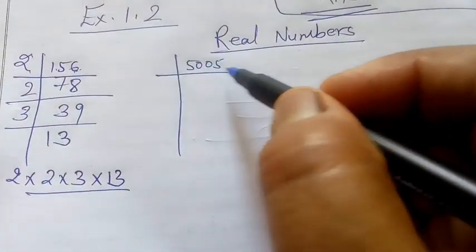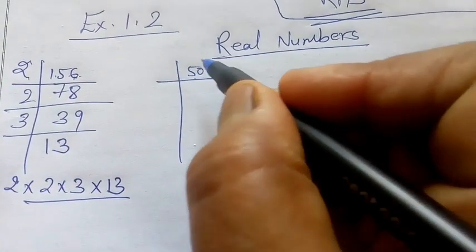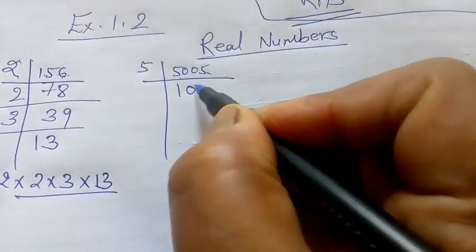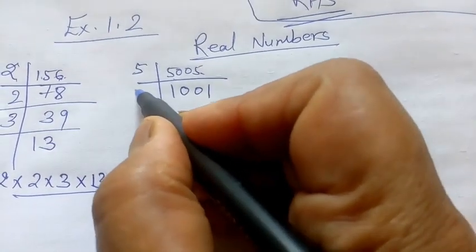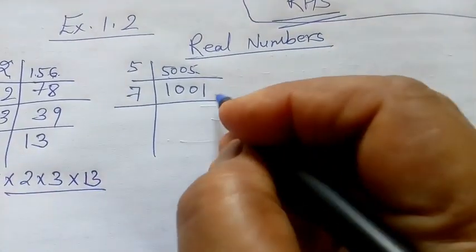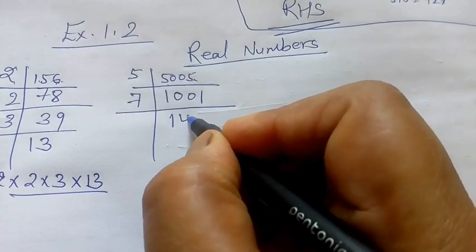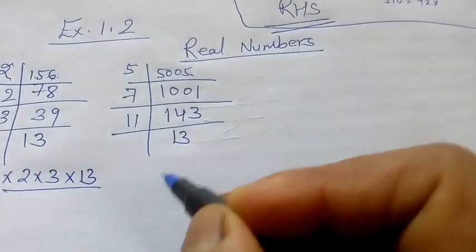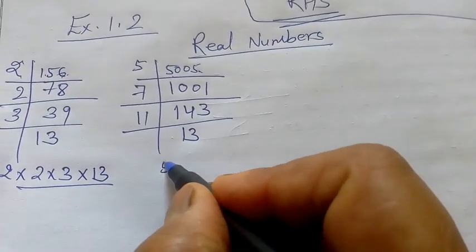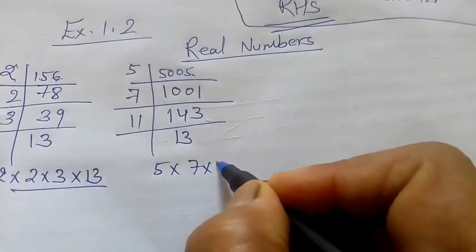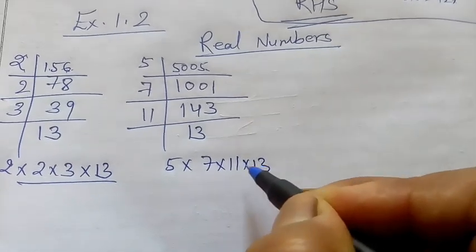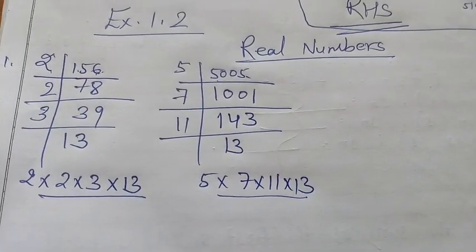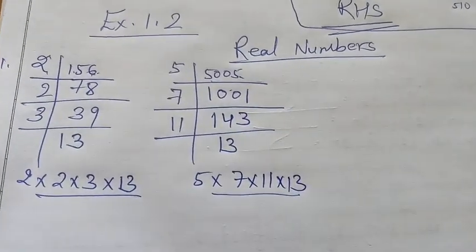156. Next 5005. This is clearly divisible by 5. Last digit is 5. It means 1001. Next, it will be divisible by 7, 143. Next number divisible by 11. Here the prime factorization of 5005 is 5 into 7 into 11 into 13. All the numbers are prime numbers. This is known as the prime factorization of any numbers.